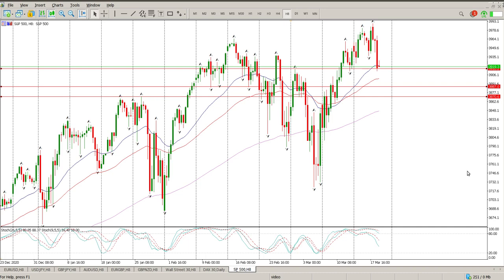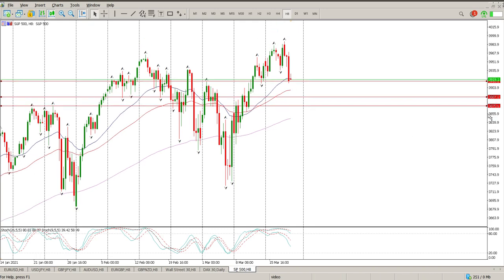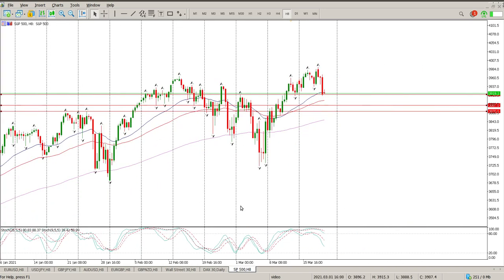on the 8 hour at least would be something like that. So there's nothing really in here as your first fractal, then you start getting these fractals here. So this area here, 38.87, and then 38.70, that would be a fairly decent area to start buying back into this. But for all intents and purposes, we are in an uptrend.